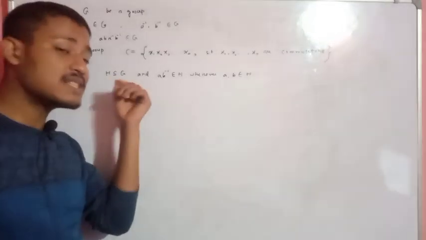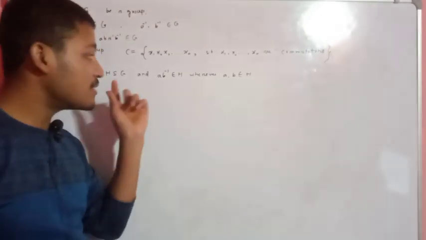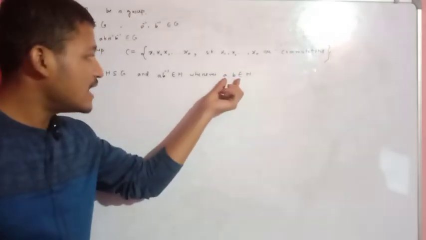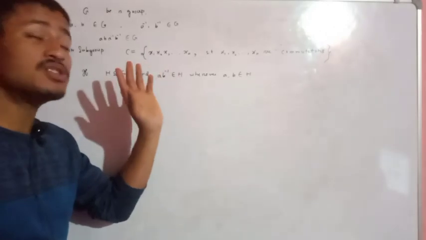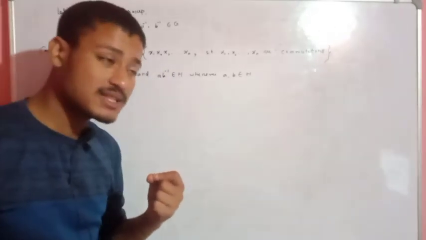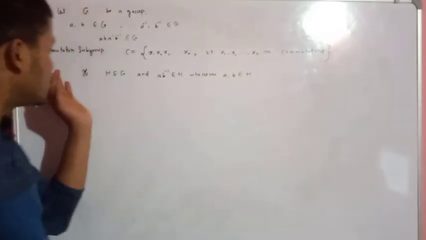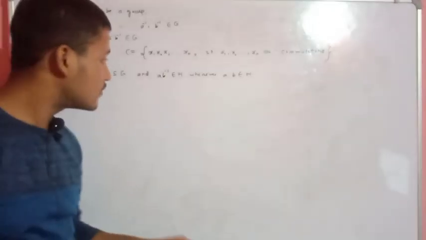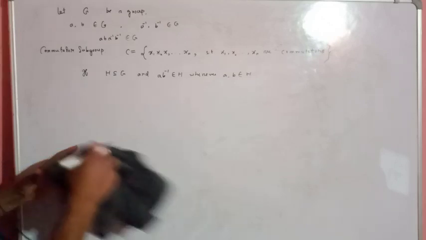then S is a subgroup. First S must be a subset of G, and after that, for A, B belonging to S, A B inverse must also belong to S. This is the one-step subgroup test, right? We will use this test.